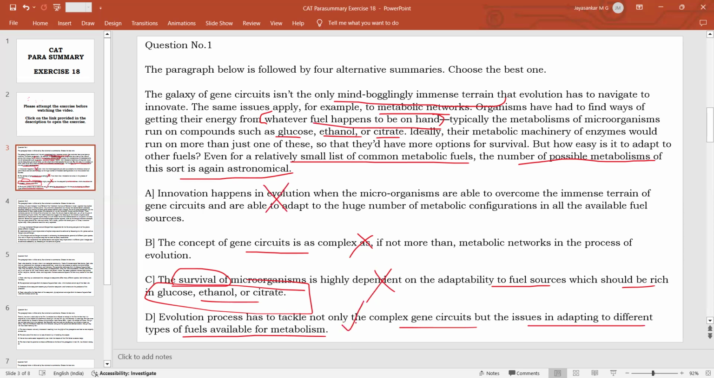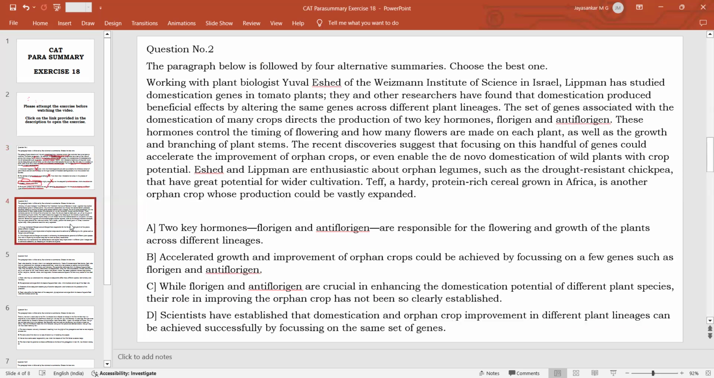It is talking about the facts given in the passage as it is, whereas A is talking about whatever inferences we can understand from whatever facts are given in the passage. That is why A will not be the answer, B will be the answer. Okay, go to the next question.